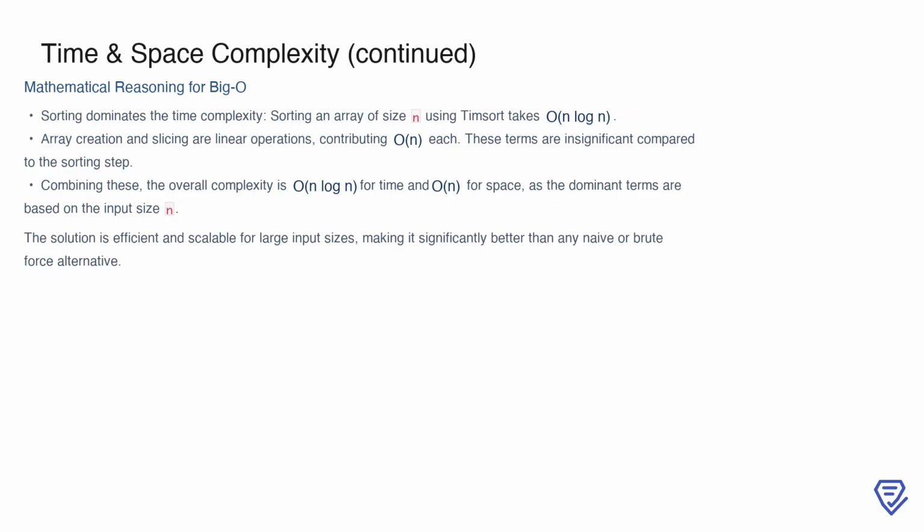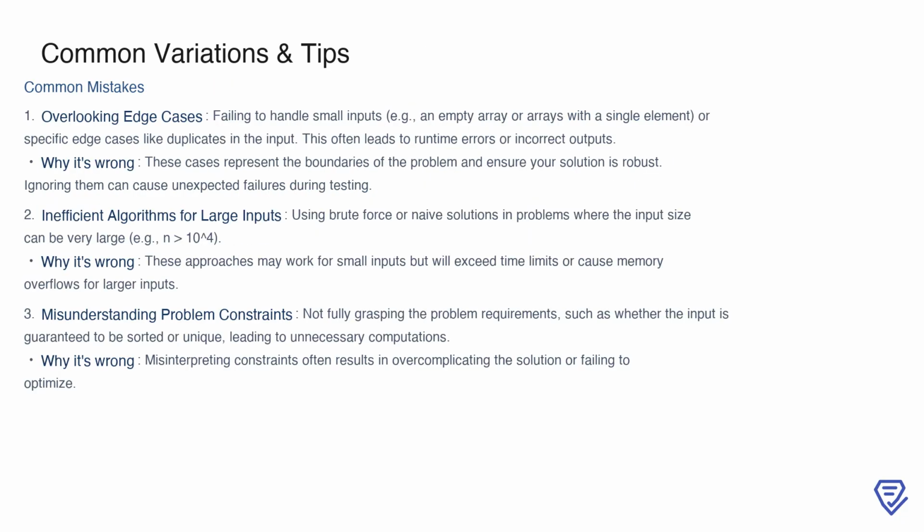Similarly, for space complexity, the result array and temporary slices each contribute O(n) to memory usage, making the total space complexity O(n). This solution is both optimal and scalable, making it far superior to any brute force alternatives for solving this problem. When solving this problem, there are a few common mistakes to be aware of that can lead to issues in your solution.